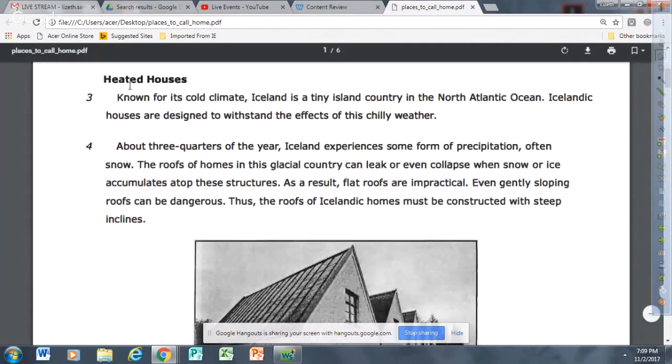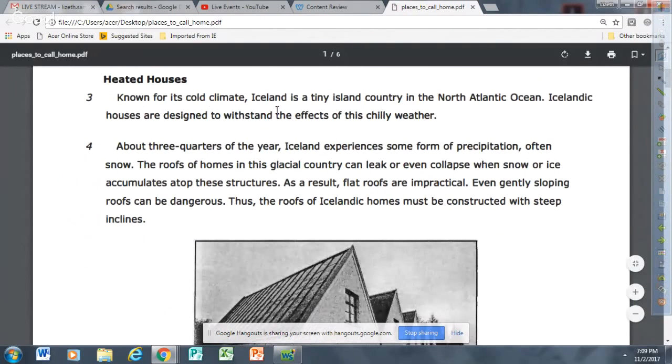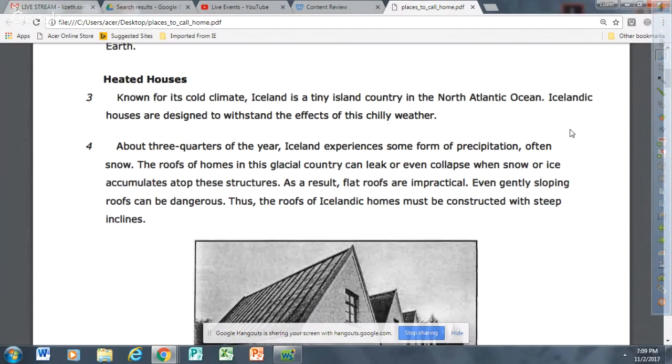So, heated houses. Known for its climate, Iceland is a tiny island country in the North Atlantic Ocean. Icelandic houses are designed to withstand the effects of chilly weather about 3/4 of the year. So if you look at how many quarters make a dollar, look at fractions, that's 3/4 of the year. Iceland experiences some form of precipitation. You learn about precipitation in science, and that's like weather as far as snow or rain, some fog, things that fall down, and weather. Often snow. So most of the year in Iceland it snows.